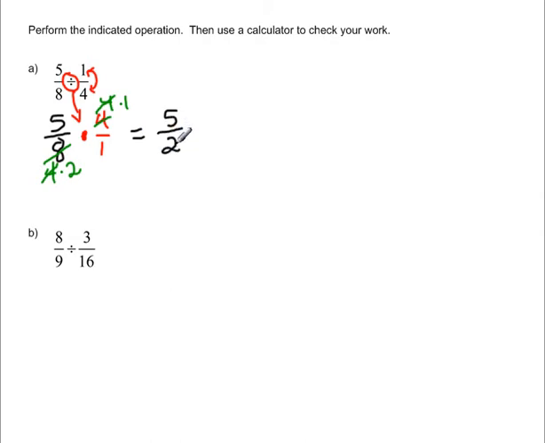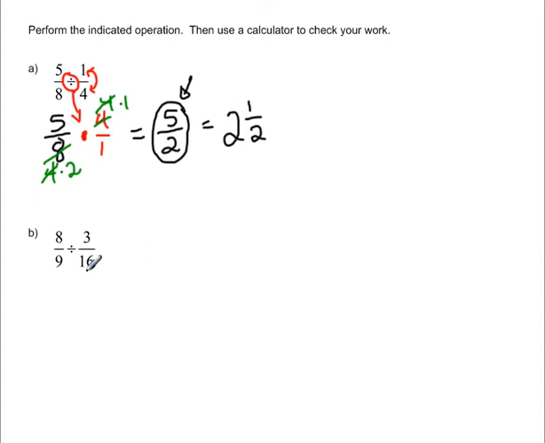And so this is the way we're going to prefer to leave our answer. We want to leave it as the improper fraction. Now we can see that this would be equivalent to the mixed number 2 1/2, right? Because 2 goes into 5 twice, and there's 1 left over, so that would be my new numerator. But algebraically, we prefer the improper fraction to the mixed number.